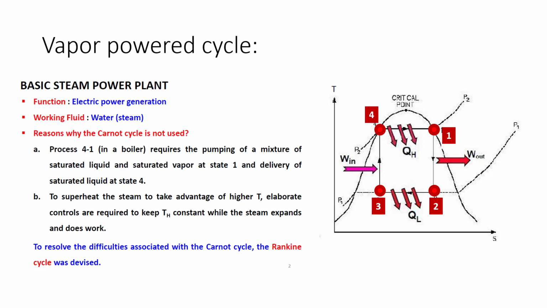The reason why we are using Vapour power cycle, not the Carnot cycle, is because of point one. We have a problem at point one. What is the problem? First, we cannot deliver saturated vapor to point one. It's difficult. Secondly, we cannot maintain the constant high temperature at point 4 and point 1. Thus we are using the Rankine cycle.